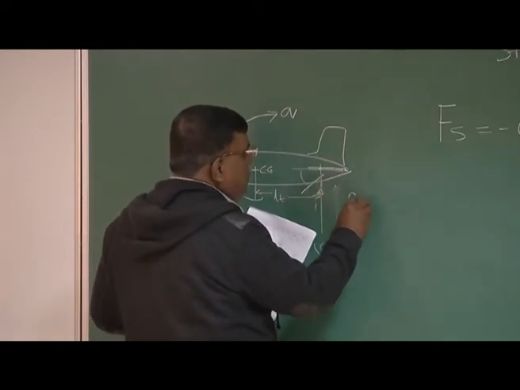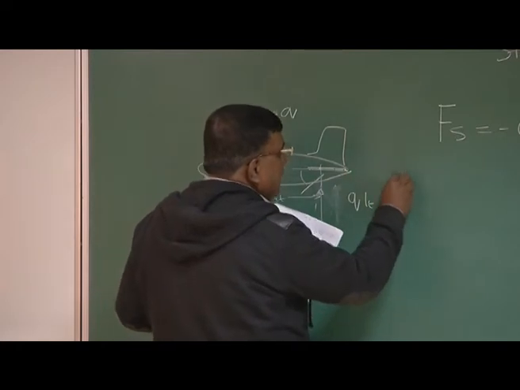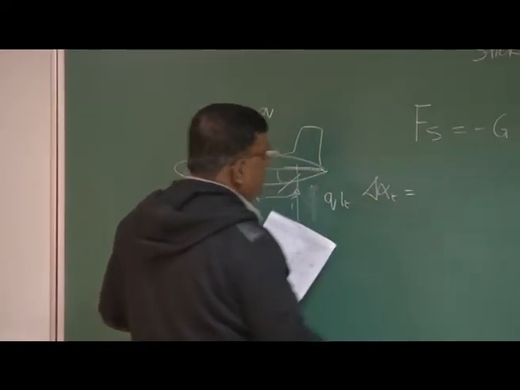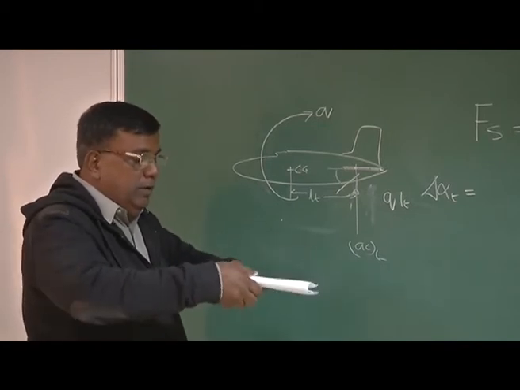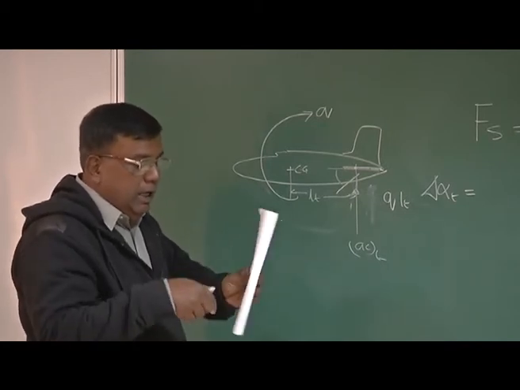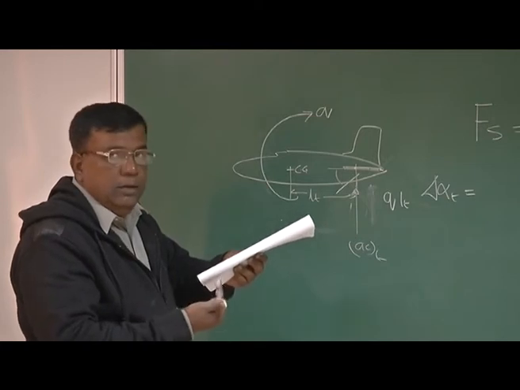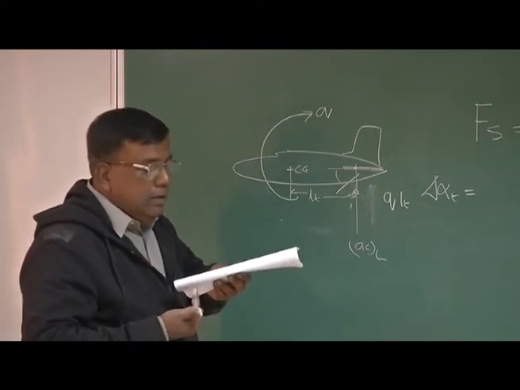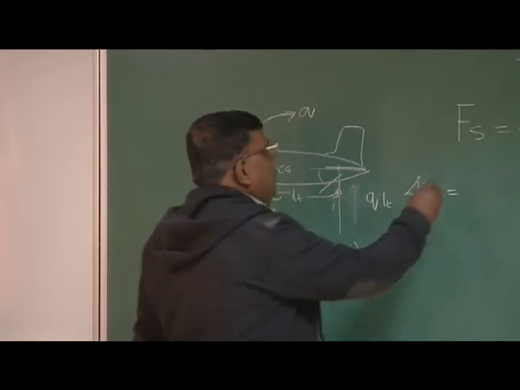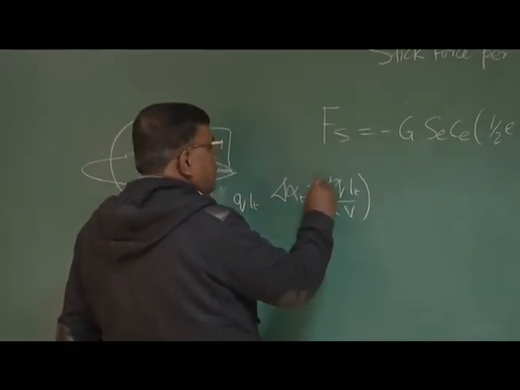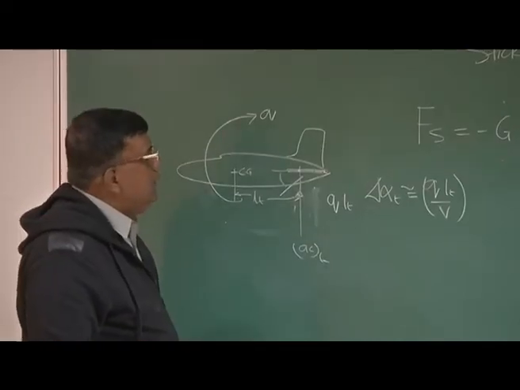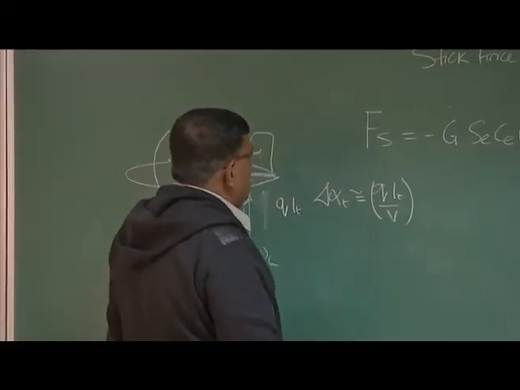This will be QLT, and that is the additional angle of attack at the tail because of Q. As the airplane is going down, this tail is going down. So this is the QLT, relative air velocity, and it is moving forward. So delta alpha t will be approximately QLT by V. And then we need to understand one thing.